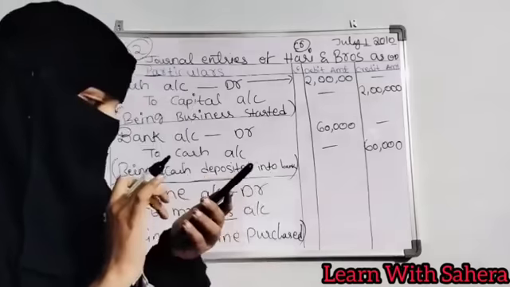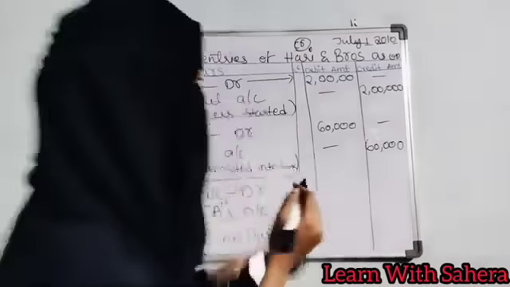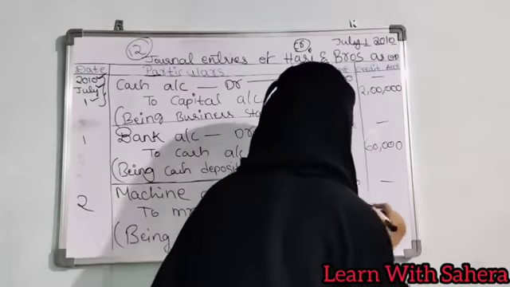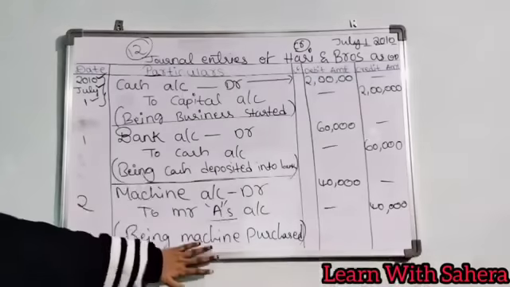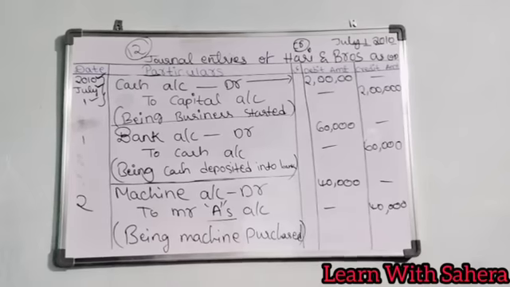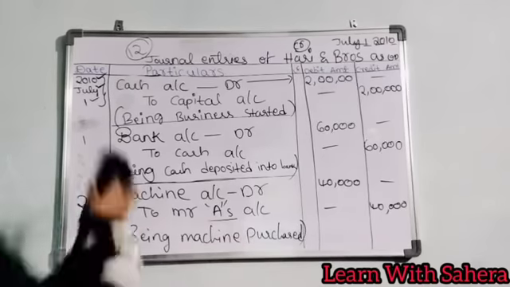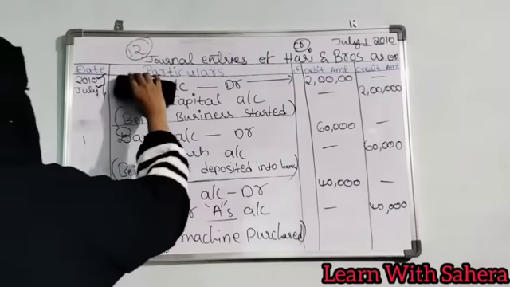How much is the amount here? It is 40,000. So, we will take 40,000 to the credit. Okay, done. This is machine account. Now, what is the another transaction, children? Furniture purchased from B. Let me rub this.